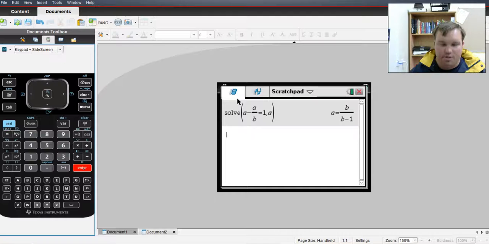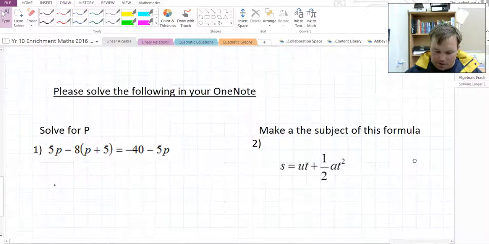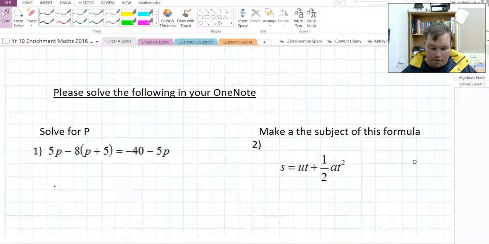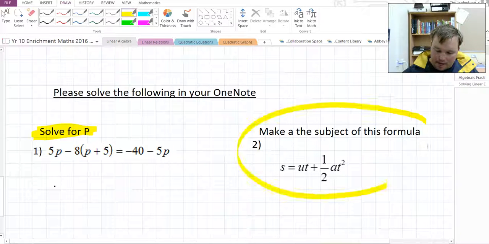Neat, huh? So you can do all of these on your calculator. However, I'd like you to be able to do them by hand also. Alright, in your OneNote, please solve those two equations. Here, solving for p in a univariate equation, meaning there's only one variable. Here, make a the subject of that formula.